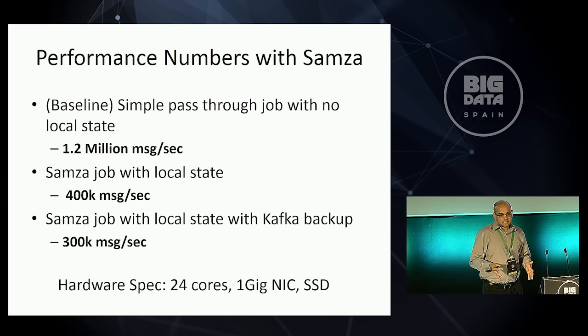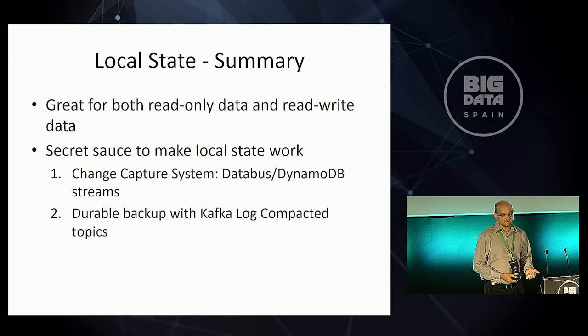Once we add local state, we got around 400,000 messages per second. By the way, these are not optimized numbers. So for every event we read, we also wrote to RocksDB. We didn't do any optimization. So this is basically 400,000 writes into your local state as well. And then as we introduce a local state with durable backup, with Kafka backup, we got around 300,000. So it scales very well and kind of works very well for us.